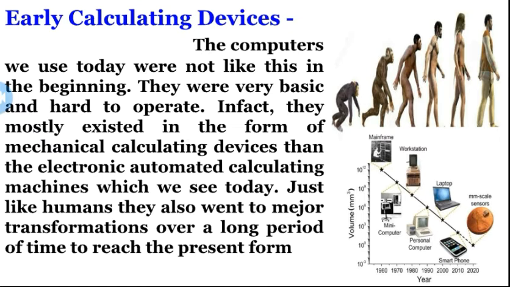Early calculating devices. The computers we use today were not like this in the beginning. They were very basic and hard to operate. In fact, they mostly existed in the form of mechanical calculating devices rather than the electronic automated calculating machines which we see today. Just like humans, they also went through many transformations over a long period of time to reach the present form.